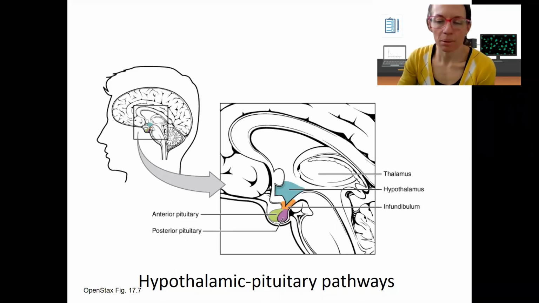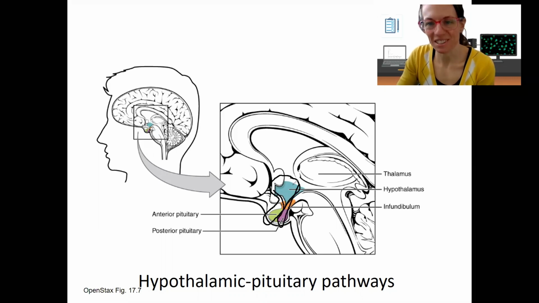So let's start with the hypothalamic pituitary pathways. These pathways go from the hypothalamus to the anterior pituitary, and there's separate pathways that have different anatomy that go to the posterior pituitary. And then there's multiple hormones involved in each pathway. So pretty complex and pretty cool.